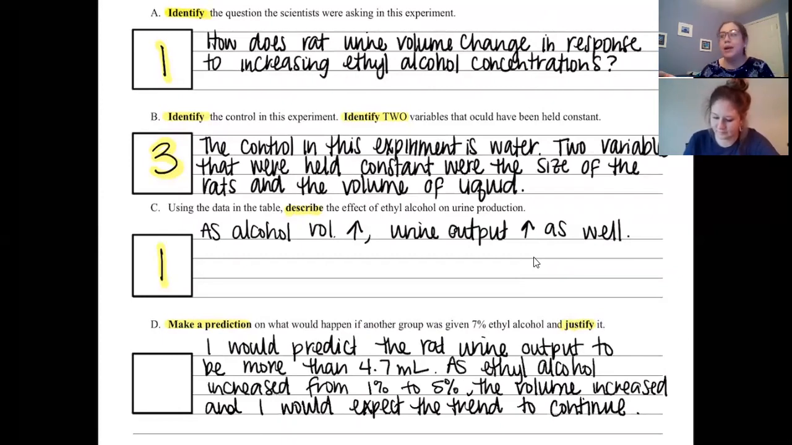Even if you think the number is wrong, like how will I know it's 5.3 or 5.8 or 6, or how will I know what it is? Just say any number larger than what we saw in the data table. And then when you're asked to justify it, well, why do you know? I said 8 because I like the number 8. Okay, that's not science. I said 8 because based on the trend that I saw in the data table where alcohol increases, rat urine increases as well.